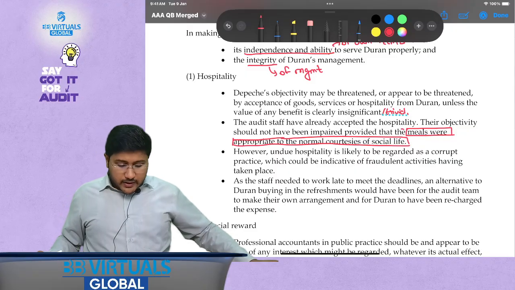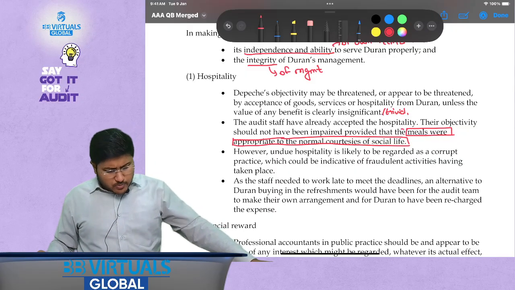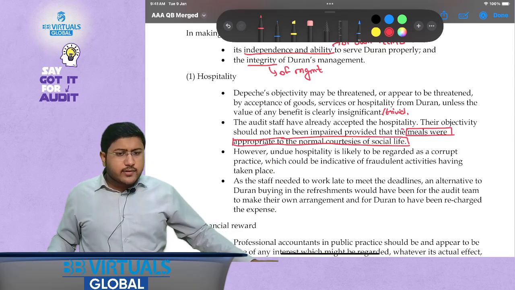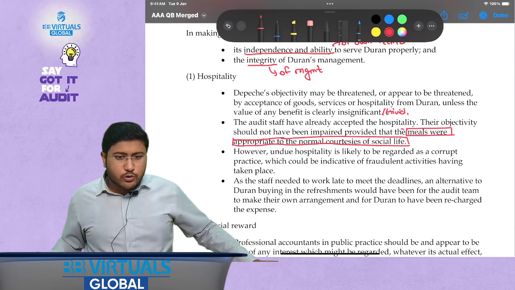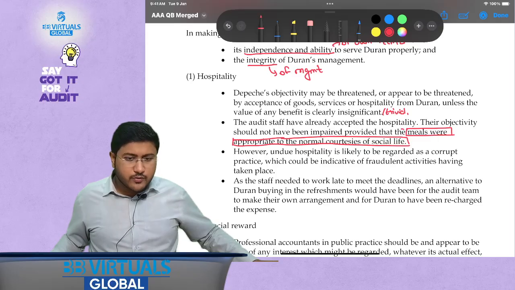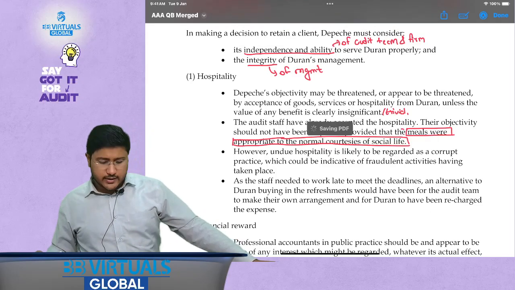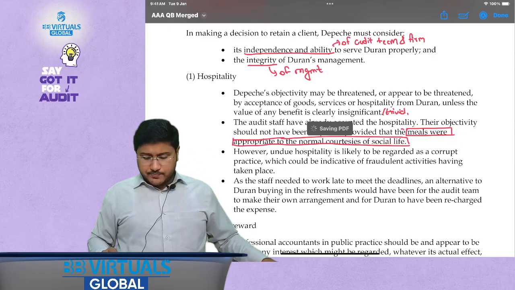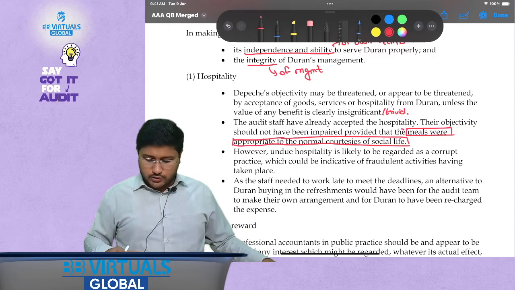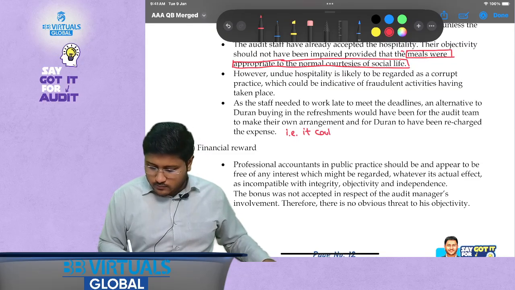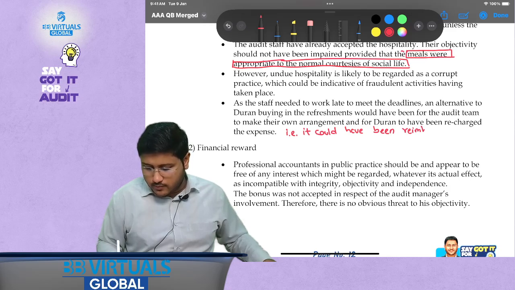However, undue hospitality is likely to be regarded as a corrupt practice, which could be indicative of fraudulent activities having taken place. As the staff needed to work late to meet the deadlines, an alternative to Duran buying in the refreshments would have been for the audit team to make their own arrangements and for Duran to have been recharged the expense. That is, it could have been reimbursed rather than incurred.